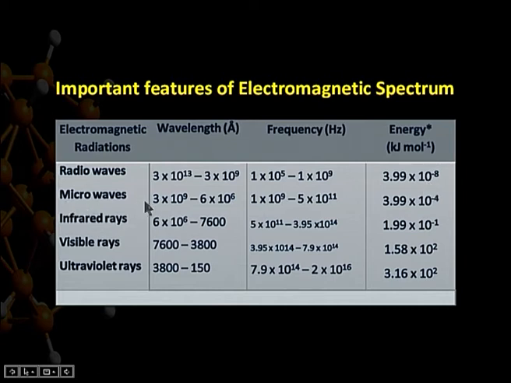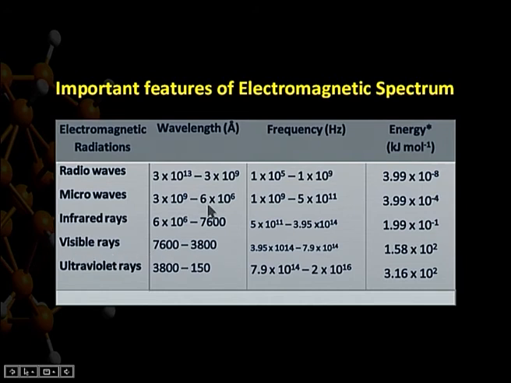While microwaves possess wavelength from this range to this range in angstrom, and frequency from this range to this range, their energy in kilojoules per mole is 3.99 into 10 raised to the power minus 4. In the same way, infrared also comprises wavelength in angstrom from this range to this range, frequency from this range to this range in hertz, and energy in kilojoules per mole of 1.99 into 10 raised to the power minus 1.